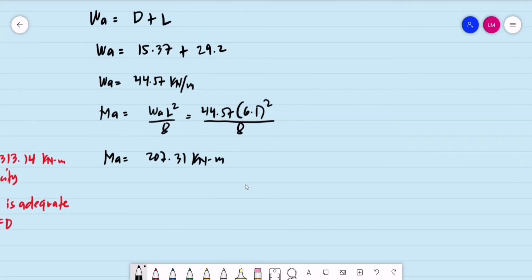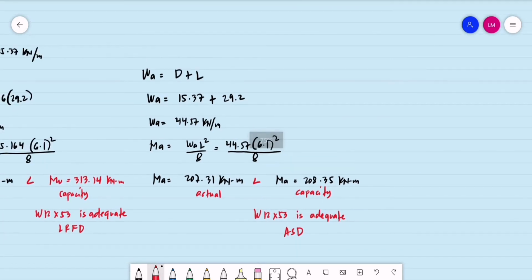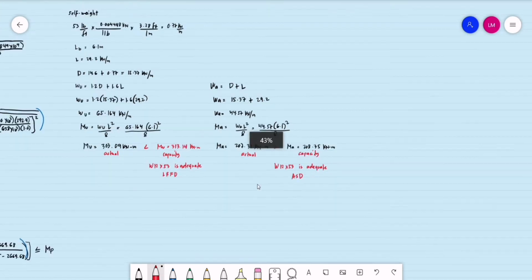If we compare that value to the capacity of our section, that is 208.35 kilonewton meter, this actual allowable moment is less than the M sub A capacity of 208.35 kilonewton meter, slightly higher compared to the actual value. Again, this is the capacity. So we conclude that under ASD, the W12 by 53 is adequate. This will be our solution for this example.